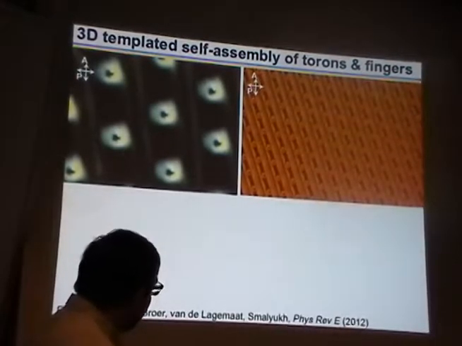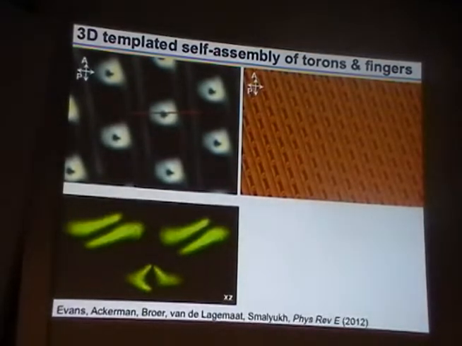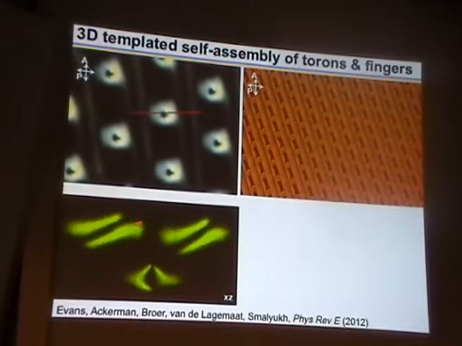So good. Just a couple more examples of how we can pattern those topological defects, not only in two-dimensional arrays, but also into three-dimensional arrays. In here you can see examples of structures where we have bilayer configurations, right? If you were to cut such a structure in this particular location, you would see that we have torons in one layer and fingers in the other layer, right?